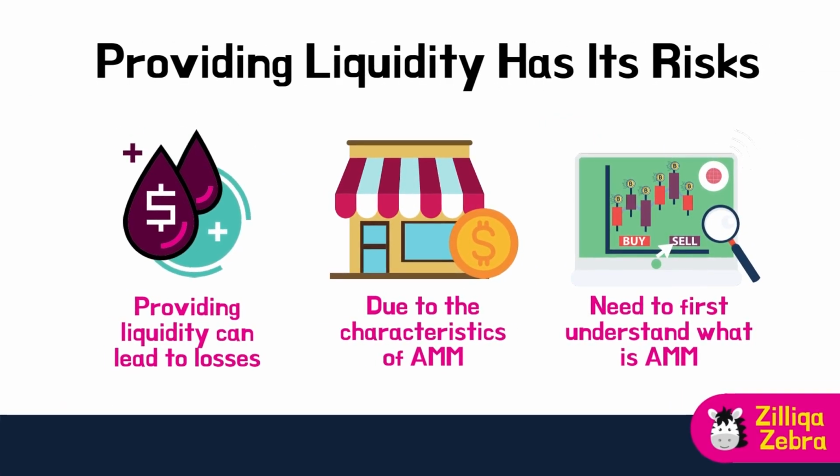Now, you can actually lose money by providing liquidity. Yet, the term impermanent loss seems to point to the fact that the loss might only be temporary. This is really due to the design characteristics of what we term as AMM or the automated market maker. Hence, to understand impermanent loss, you will first need to understand what is AMM.